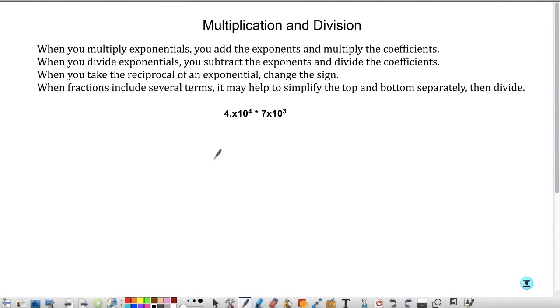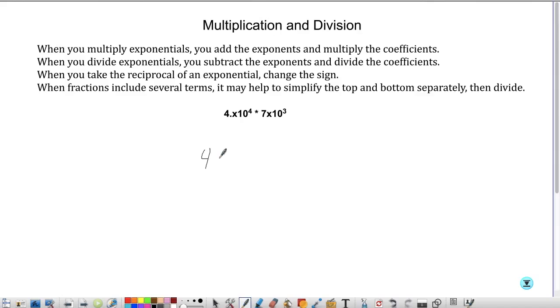Now if you're going to multiply and divide using scientific notation, which we will use a lot in class, there are a couple things you have to keep in mind. When you multiply exponentials, you add the exponents and multiply the coefficients. Dividing is just the opposite. You subtract the exponents and divide the coefficients. And when you take the reciprocal of an exponent, you have to change the sign. We went over that in class. And when fractions include several terms, it may help to simplify the top and bottom separately then divide.